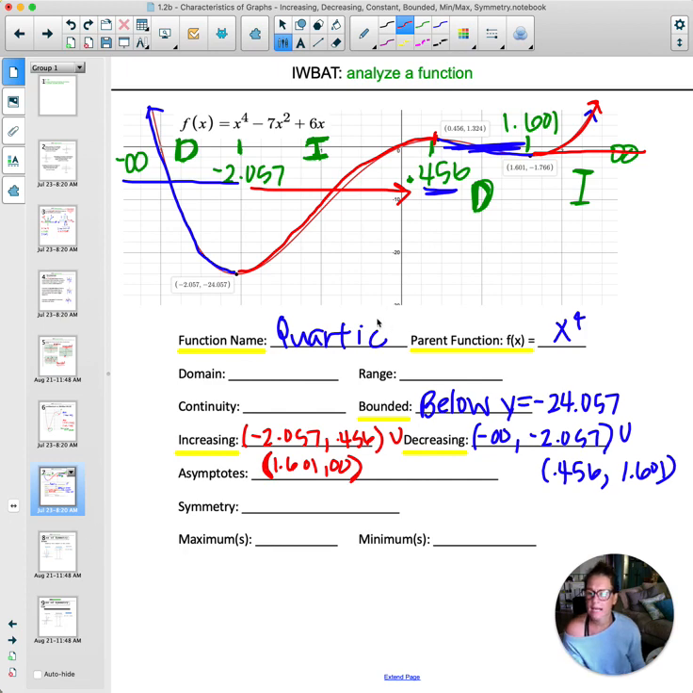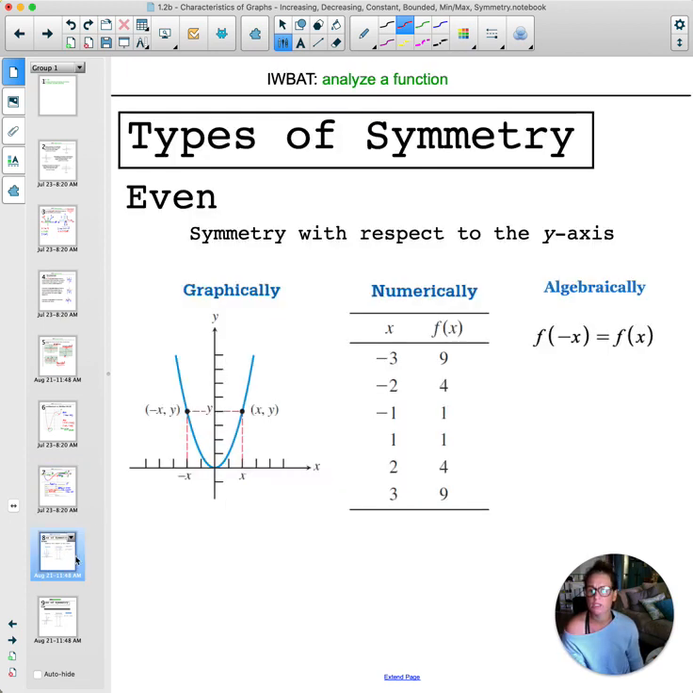All right, then the last thing that I want to talk about is symmetry and what symmetry looks like on a graph. So there's two types of symmetry, even or odd symmetry, that we're going to be worried about. And we'll get into some of the algebraic stuff later. But if a function has even symmetry, then it's going to be symmetric with respect to the y-axis. So it has to fold over the y-axis. It can't be moved off the y-axis.